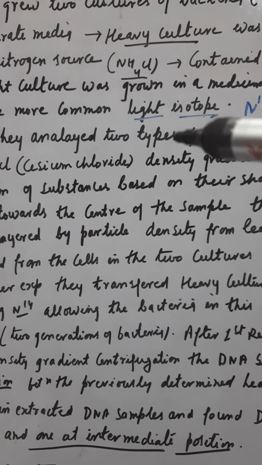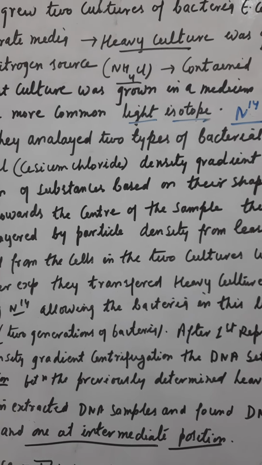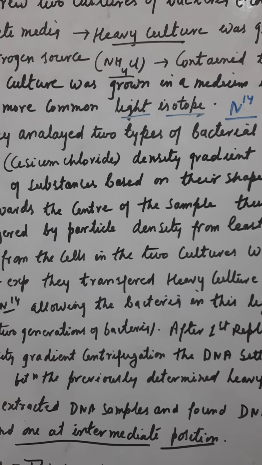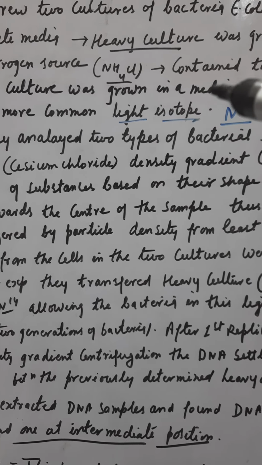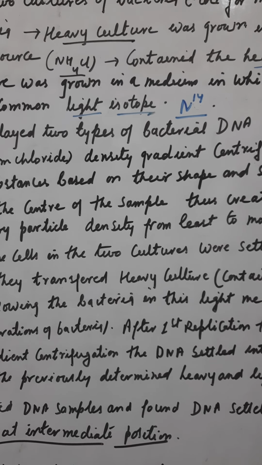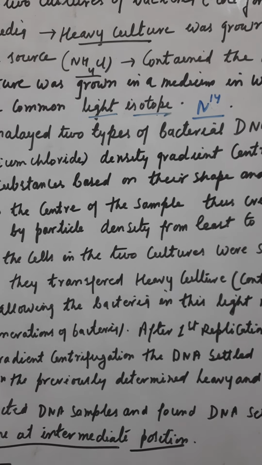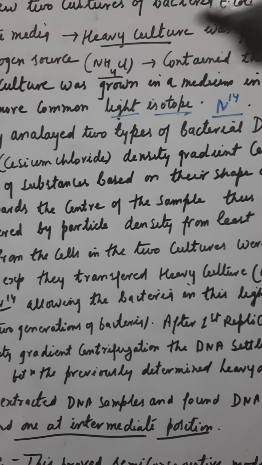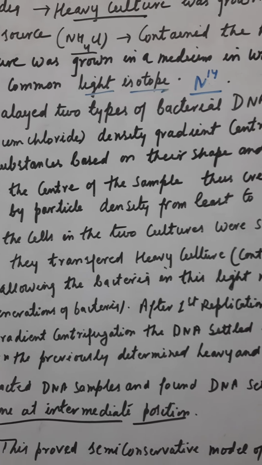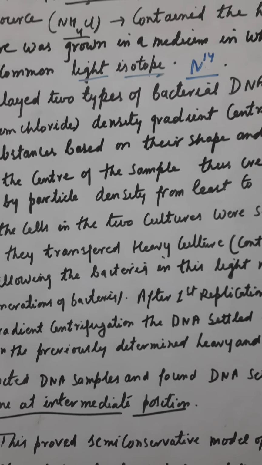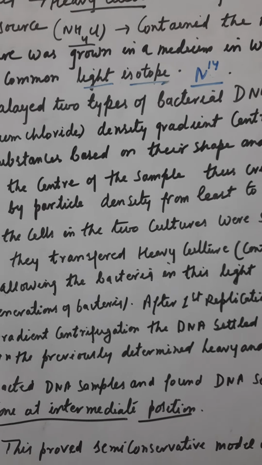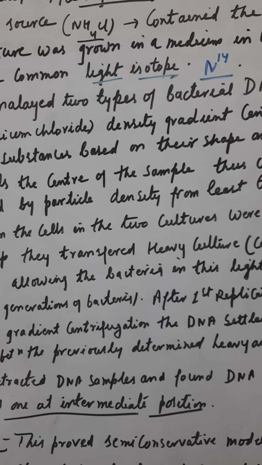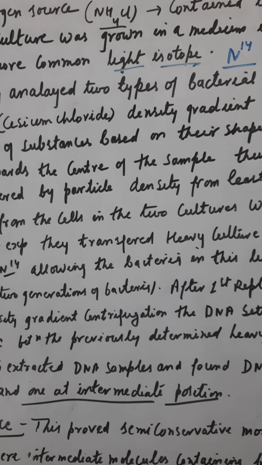Two separate media were there, containing the heavy culture and the light culture. The source for the heavy culture was ammonium chloride containing the heavy isotope N15, and the light culture was grown in a medium in which the nitrogen source was the more common light isotope, that is N14. So two isotopes were there, N15, the heavy isotope, and the light isotope N14.